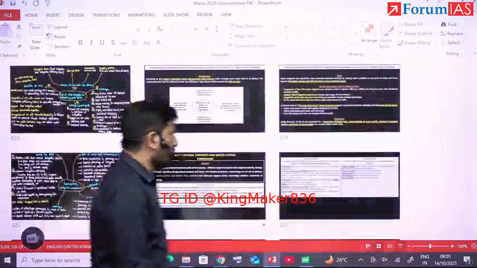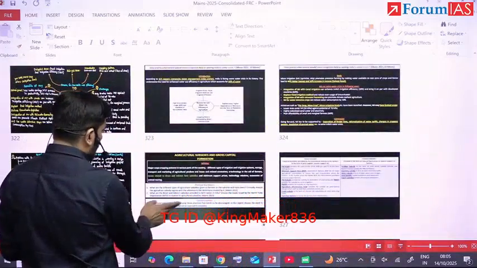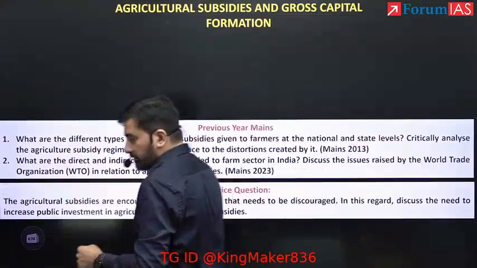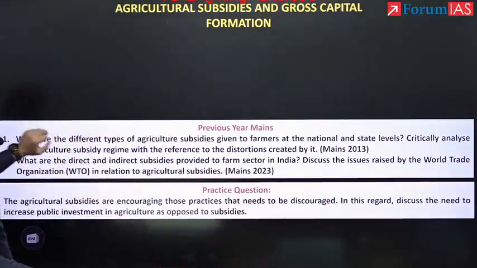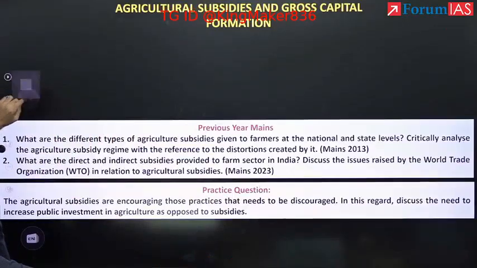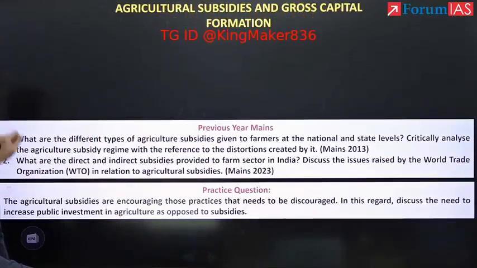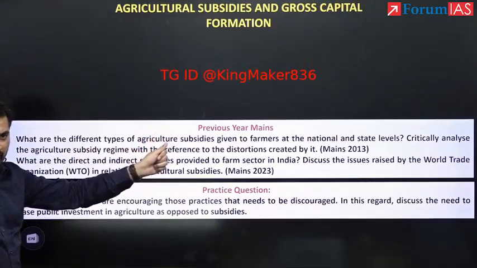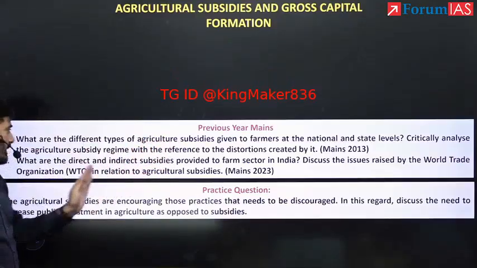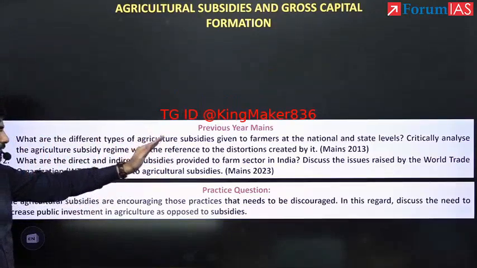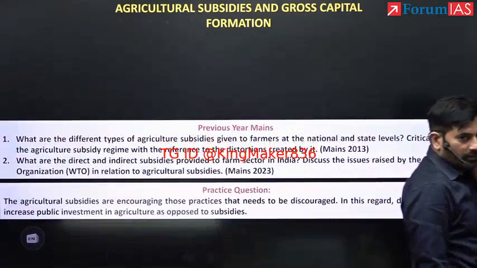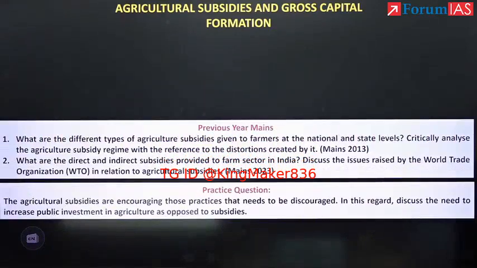Look at the question which was asked in Mains 2013. What are the different types of subsidies given to farmers at the national and state level? Critically analyze the subsidy regime with reference to distortions created by it. It is easy. What is the introduction? The introduction is very simple. Directly present the status of agriculture subsidies.